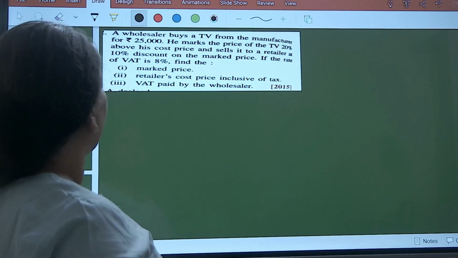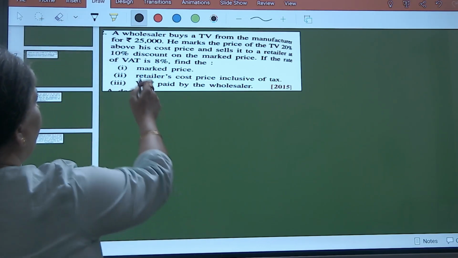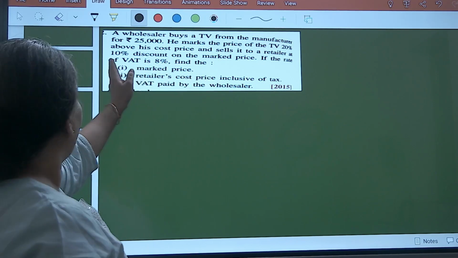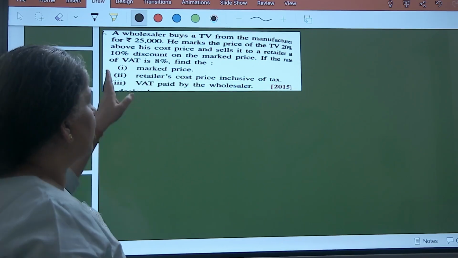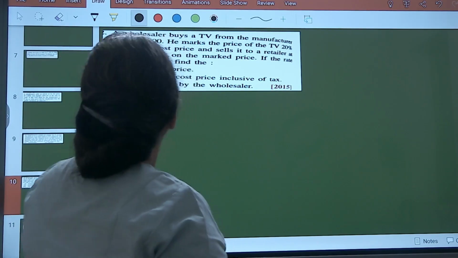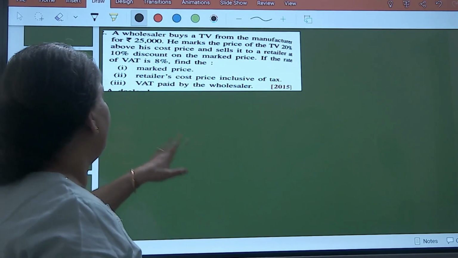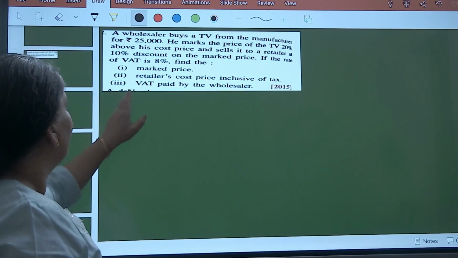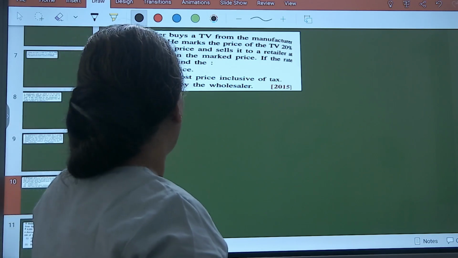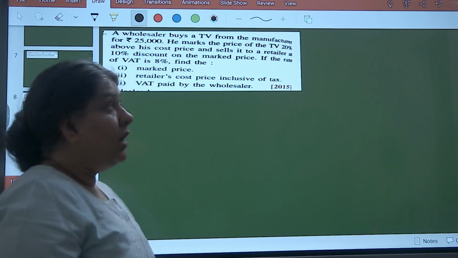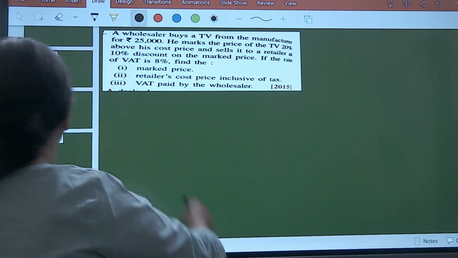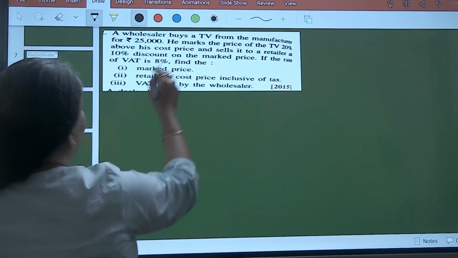A wholesaler buys a TV from a manufacturer for rupees 25,000. He marks the price of the TV 20% above the cost price and sells it to the retailer at 10% discount on the mark price. If the rate of VAT is 8%, we have to find the mark price, then the retailer's cost price inclusive of tax, and VAT paid by the wholesaler. Now there is a chain of events taking place. We'll first write down those things.